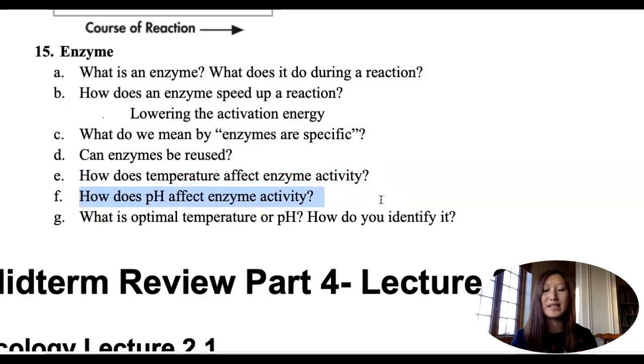How does pH affect enzyme activity? Generally, enzymes have an optimal pH, meaning that at this pH range, the enzyme can speed up the reaction the fastest. So if you have a lower pH or a much higher pH, the result is that the enzyme activity is not going to be as high.